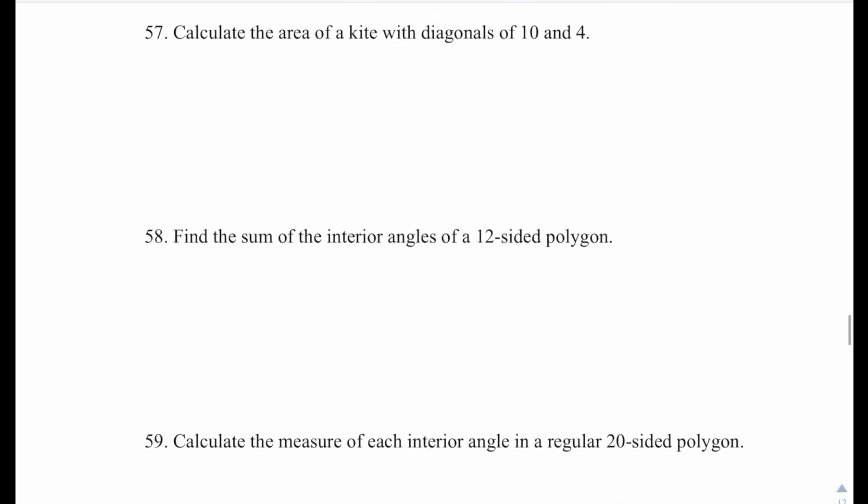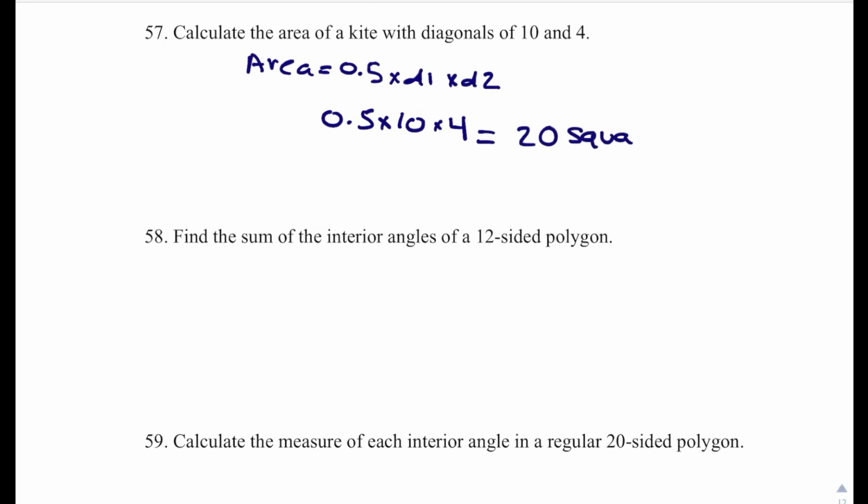57. Calculate the area of a kite with the diagonals of 10 and 4. So again, using that same equation, area equals 0.5 times diagonal 1 times diagonal 2. So 0.5 times 10 times 4. We can plug it into our calculator and we get 20 square units.